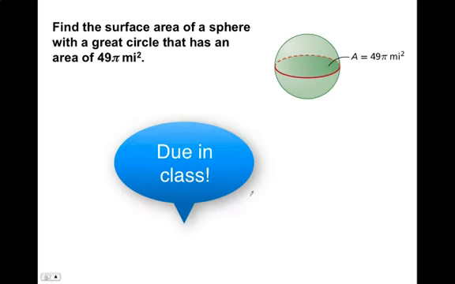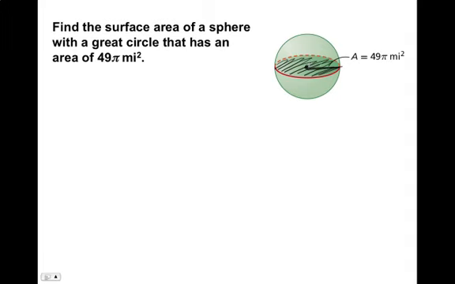This one I want you to have ready in class. It says find the surface area of a sphere with a great circle that has an area of 49 pi miles squared. This is your great circle. Your hint is that the great circle just means the area of this biggest circle around the fattest part of the sphere. So you need to use the area of a circle in order to find the radius of this sphere to find the surface area.